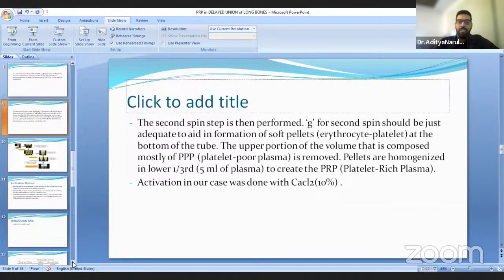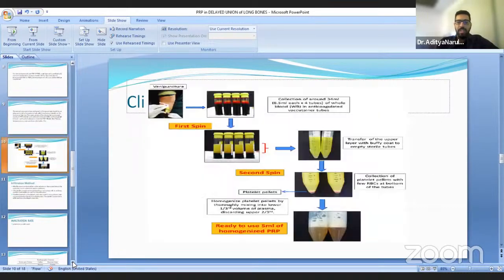The second spin should be just adequate enough for formation of soft pellets, which are a combination of erythrocytes and platelets at the bottom of the tube. The upper portion of the volume, composed of platelet-poor plasma, is removed. The pellets are homogenized in the lower one-third, that is approximately 5 ml of plasma, to create PRP, which is then activated with 10% CaCl2. This is just a diagrammatic representation of what I just told.